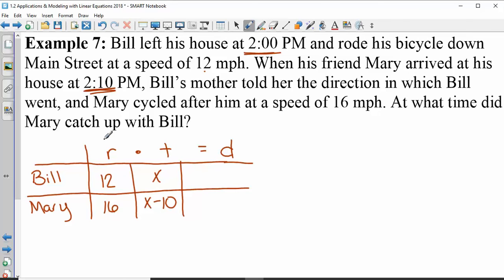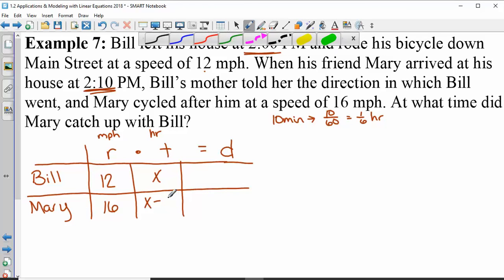Our rate is miles per hour. That means this time has to be in hours. Your units have to match. So if your rate's miles per hour, your time has to be hours. That means my 10 minutes, I have to convert that into hours. We know there are 60 minutes in an hour, so just divide it by 60, so that's 1/6 of an hour. So Mary's time is actually x minus 1/6.